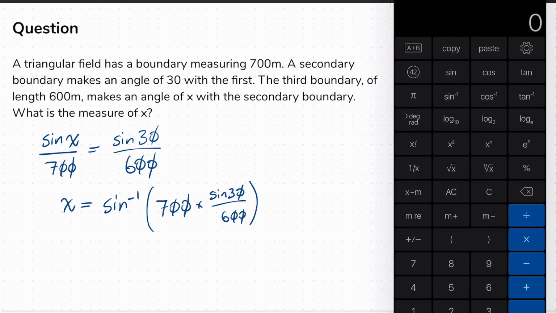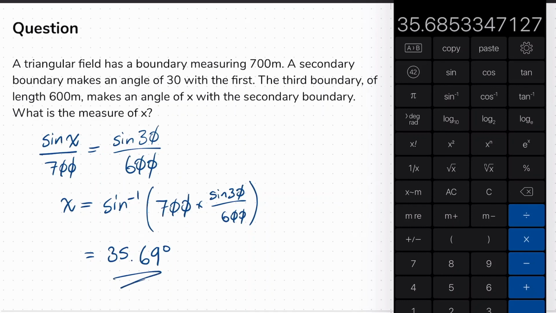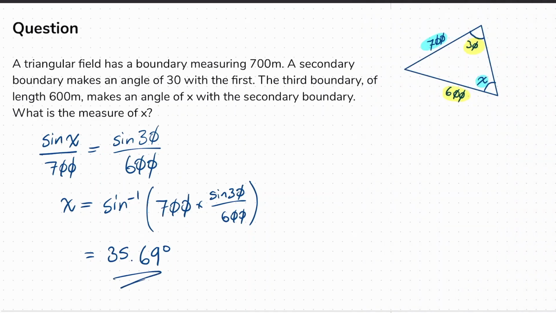Let's plug it into the calculator for this. So I start off with sine 30. I divide it by 600. I times it by 700. And then I find the inverse, which is 35.69 degrees to 2 decimal places. The measure of x is 35.69 degrees.